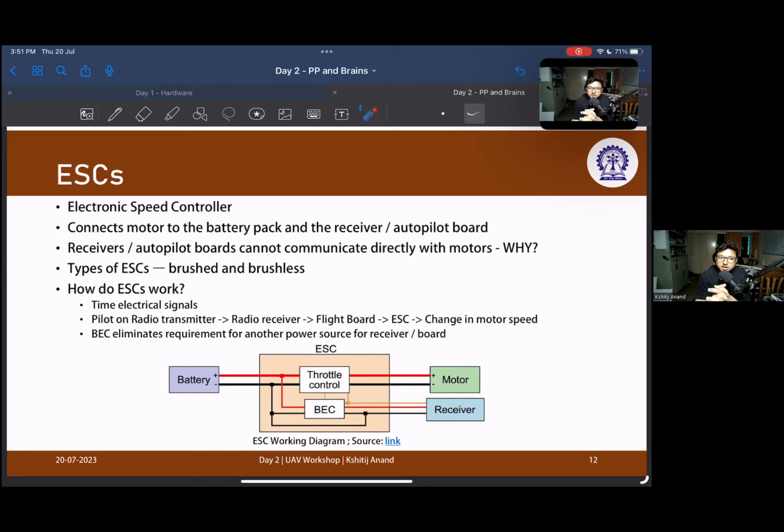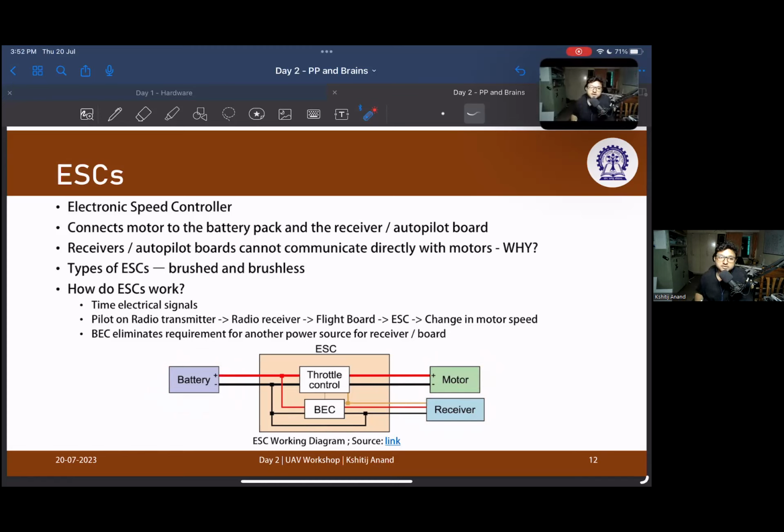So it connects the motor to the battery pack. What is the job of the ESC? It connects the motor to the battery pack, and it connects the motor to the receiver. So basically, there are going to be two connections, and it's going to distribute power between the receiver and the motor.